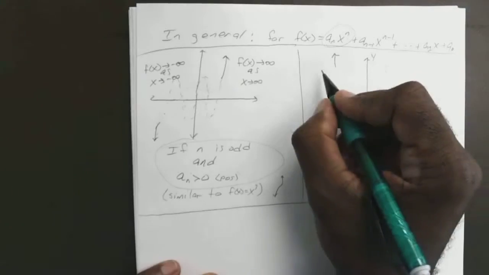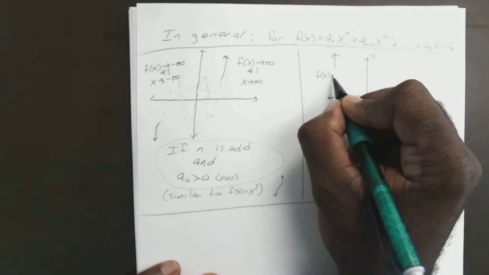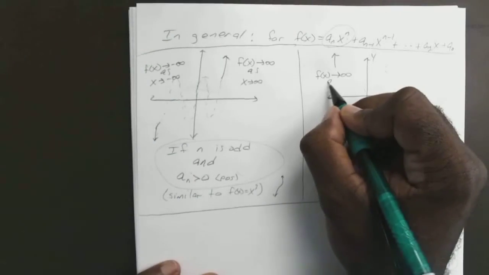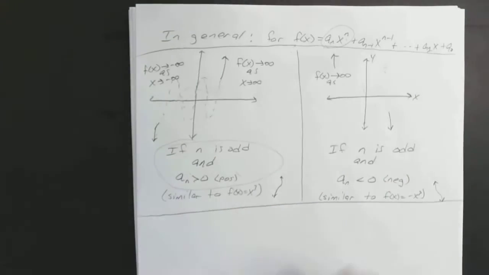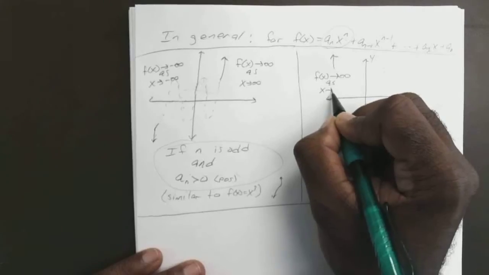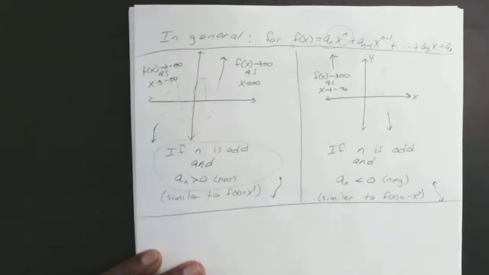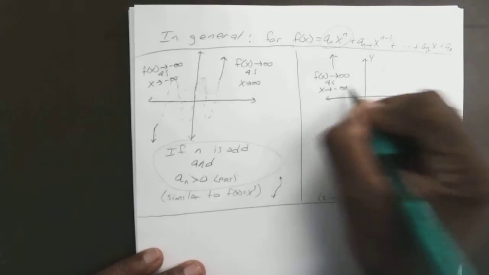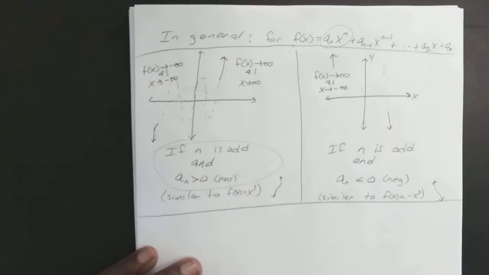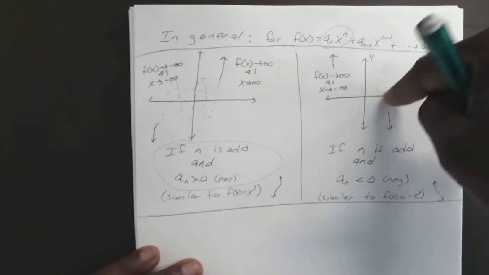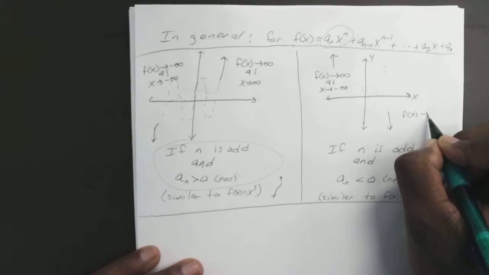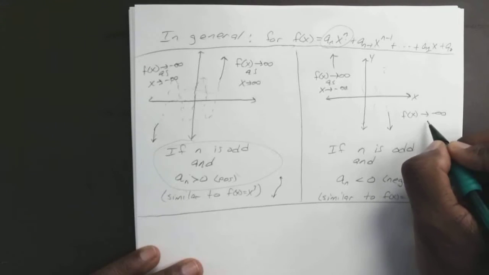Does that make sense? All right. So we know here that f of x is going to approach infinity, so it's going to keep getting bigger the further you go to the left, as x approaches negative infinity. And on this one, as you go further to the right, your f of x is going to keep going down.